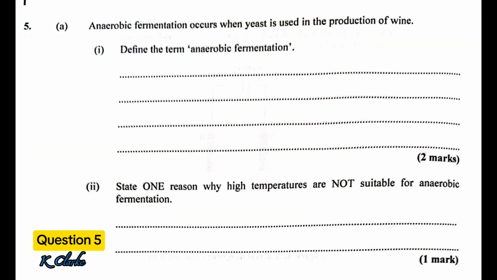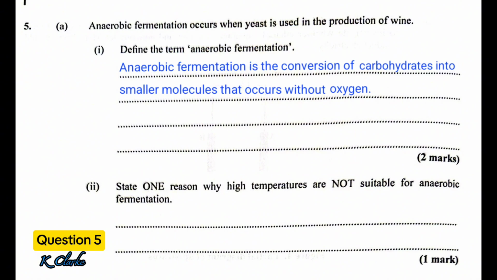Question number 5. A. Anaerobic fermentation occurs when yeast is used in the production of wine. Part 1. Define the term anaerobic fermentation. Anaerobic fermentation is the conversion of carbohydrates into smaller molecules that occurs without oxygen. Stressing without oxygen, that's important to get the 2 marks.